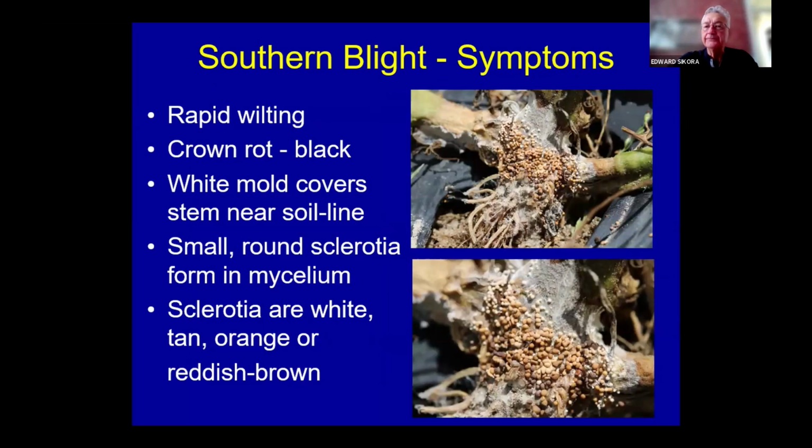So rapid wilting, crown rot, white mold. Oftentimes, almost always, you'll see these small round sclerotia form in the mycelium. This is dormant mycelium. Young sclerotia will be white to tan to orange to brown. They look like little seeds in a way, but they're embedded in the white mycelium in the stem. And that pretty much gives you a true identification for this disease. And those, in the absence of host, can survive in the soil for 7, 8, 9 years. So it's one reason why this disease is a constant problem.